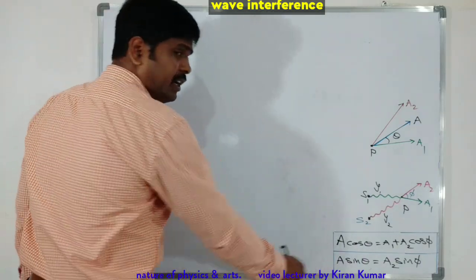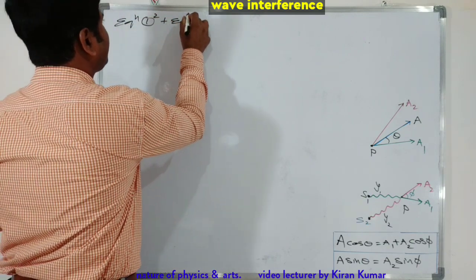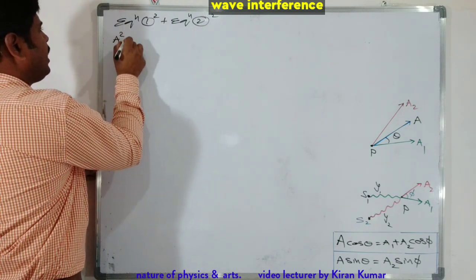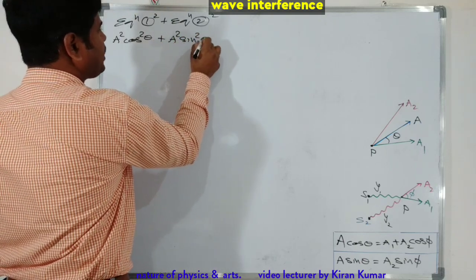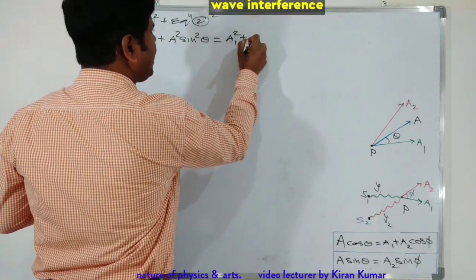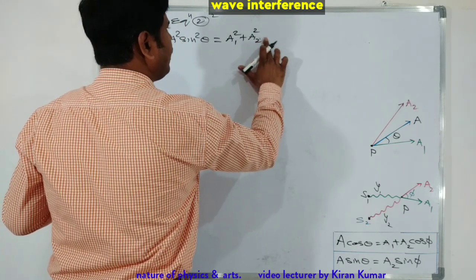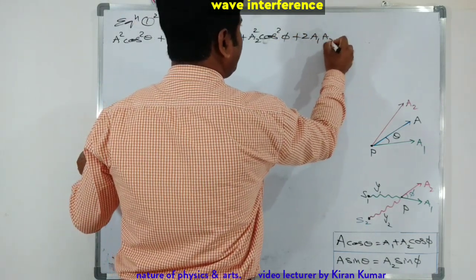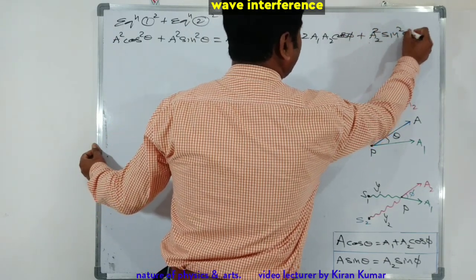So equation 1 and equation 2. See here, equation 1 squared plus equation 2 squared. That is, on the LHS, A square cos square theta plus A square sin square theta, which is equal to the RHS value A1 square plus A2 square cos square phi plus 2 A1 A2 cos phi plus A2 square sin square phi.